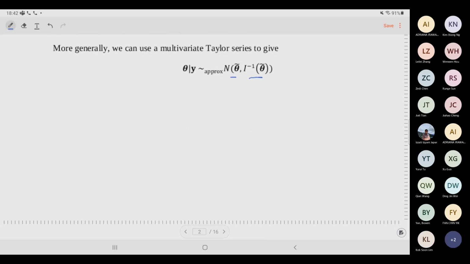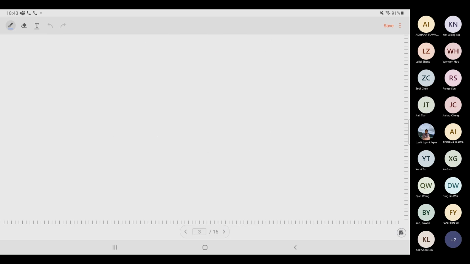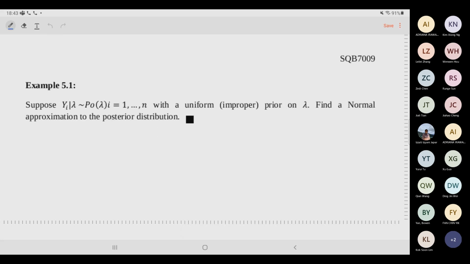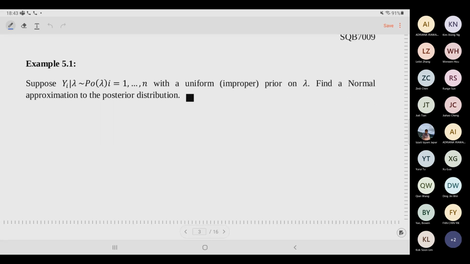So what if we look at an example? We have data which come from a Poisson distribution with parameter lambda, and we have a uniform prior on lambda, so again it is an improper prior. Then we want to find a normal approximation to the posterior distribution.